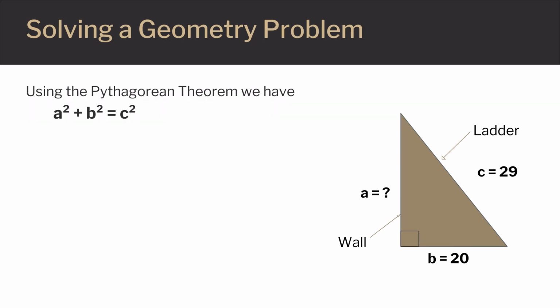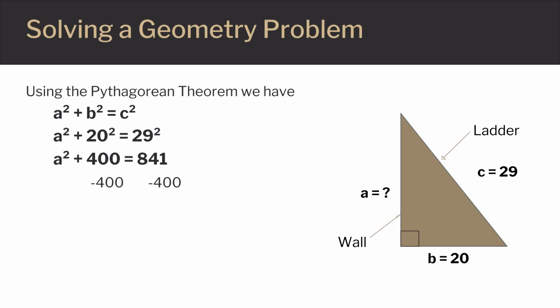Since we have a right triangle, we can use the Pythagorean theorem. Let's write a squared plus b squared equals c squared. We know b is 20 and c is 29, and we're trying to find a, so we can substitute these values. This gives us a squared plus 20 squared equals 29 squared. Use your calculator to compute the squares. You have a squared plus 400 equals 841.